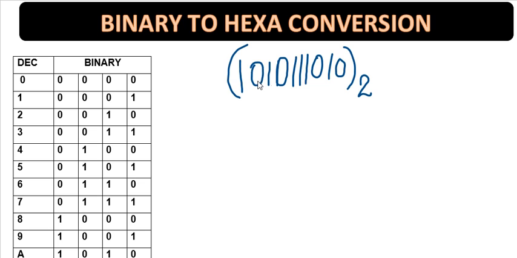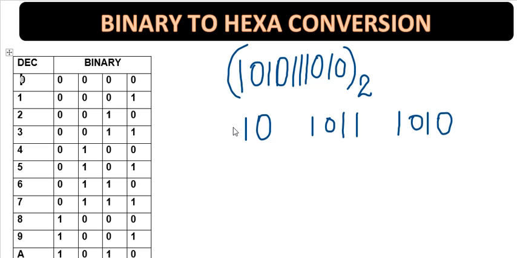So suppose we have a binary number 1010111010, and we need to convert it into hexadecimal. Then you have to start from the extreme right hand side and group these digits in pairs of 4. So 1010 is the first group. Then we have 1011, and then 0 and 1 are left, so we'll write 01 and add two zeros on the left hand side.